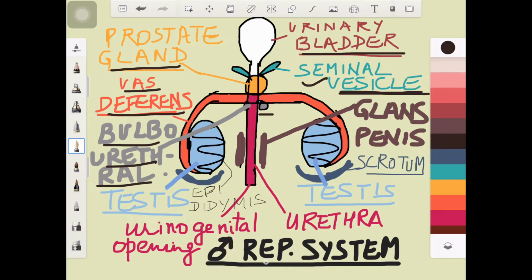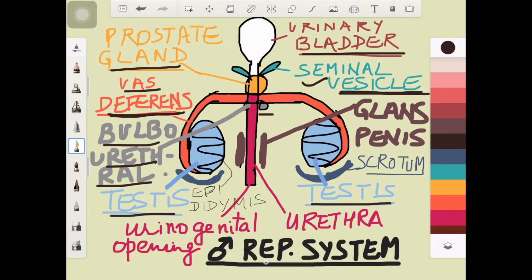Next, we can see the vas deferens, this tube-like structure, and it is entering into the testis. These are the two testes, which you can see. They are called the gonads, two in number. Their function is to produce the sperms and also to produce the male hormones.